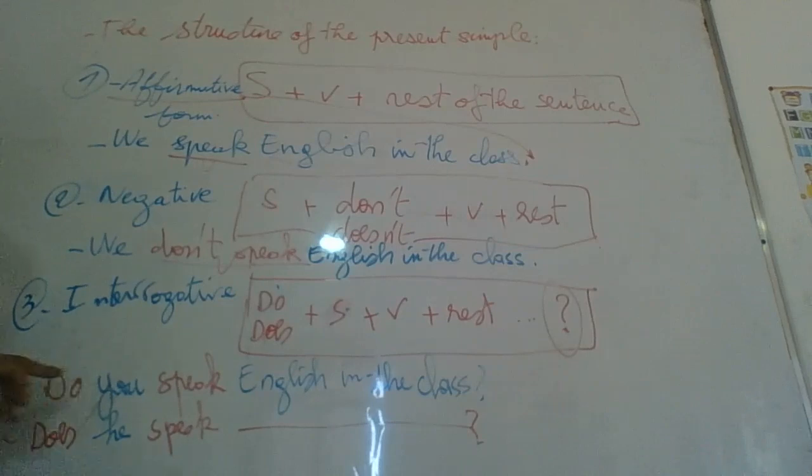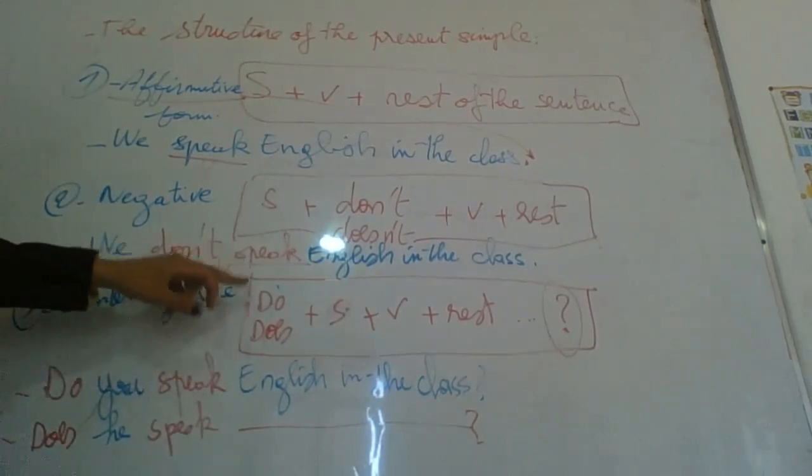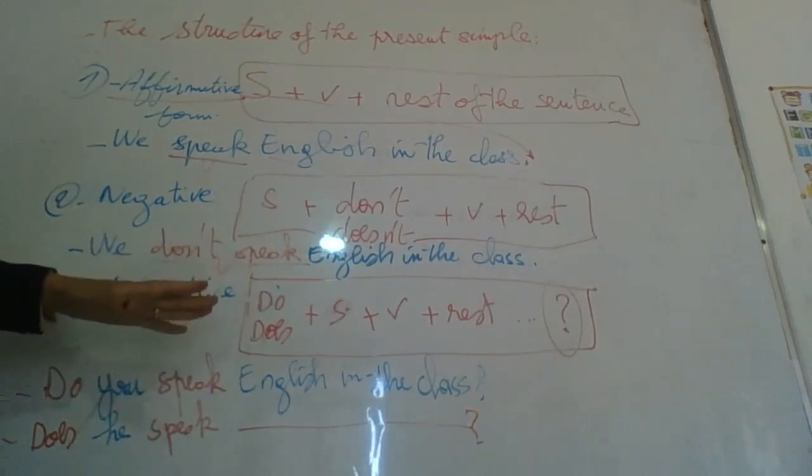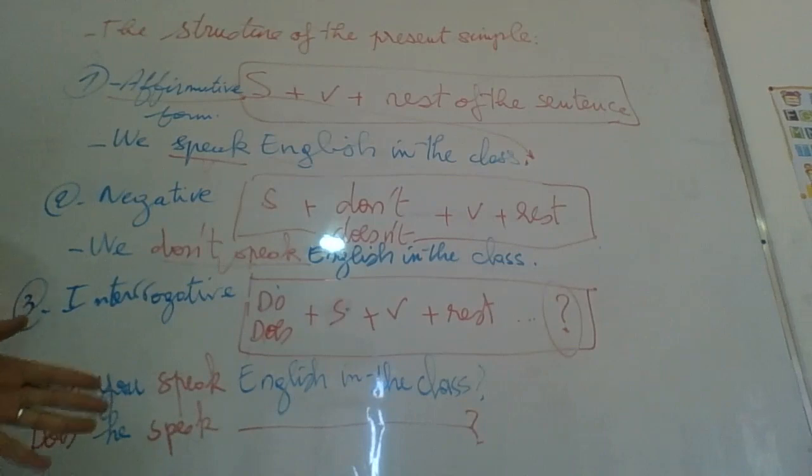When you start with do or does, the auxiliary, it means you have short answers. You have yes I do, no I don't. Yes he does, no he doesn't. Okay?